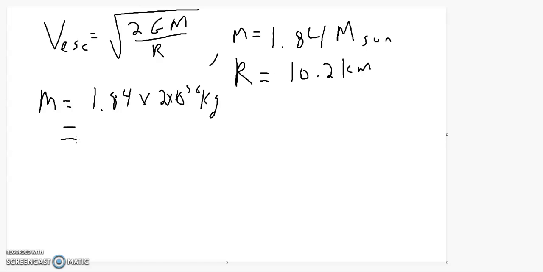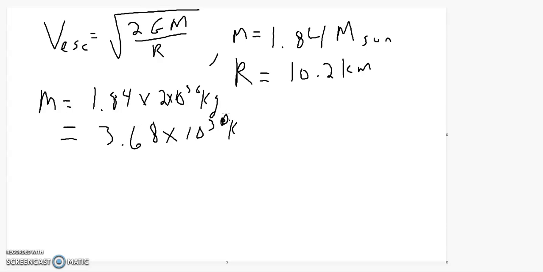Let me pause and get my calculator out. All right, so multiply 1.84 times the mass of our sun, and you get 3.68 times 10 to the 30th kilograms. That's the mass that we're going to use.